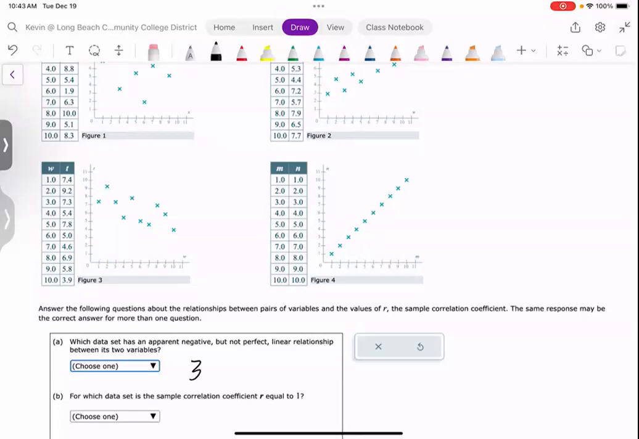Part B, for which data is the sample correlation coefficient equal to 1? That is definitely this one here. I mean, we have a perfect straight line. So that's going to be figure 4.